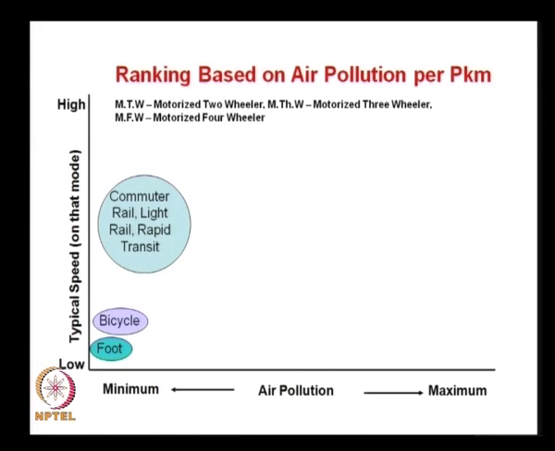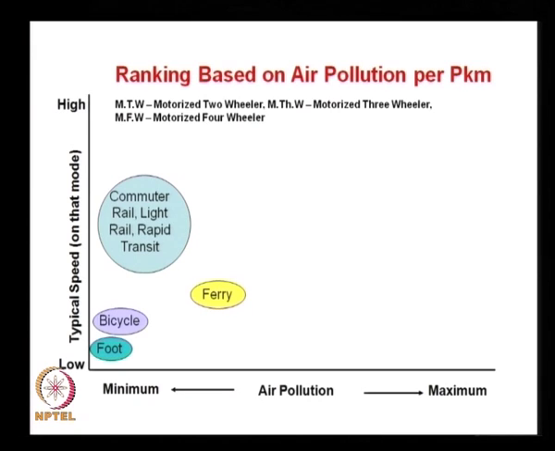We consider pollution as the amount of pollution per passenger kilometer, so that we have a common base for all the modes. That is the idea of ranking the modes based on the pollution level per passenger kilometer. But please remember, in the case of urban areas, the tractive force for the rail system is derived from electricity, which is a non-polluting source. That is how the rail system provides you a least polluting mode of urban transport, whether it is commuter rail, light rail or rapid transit.